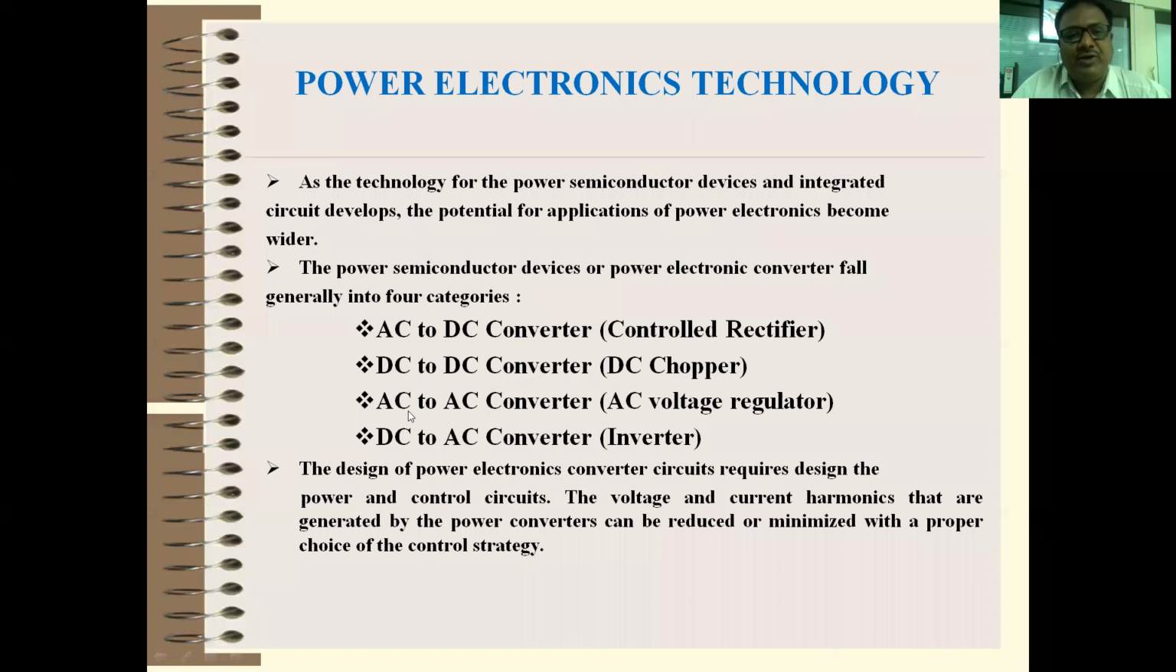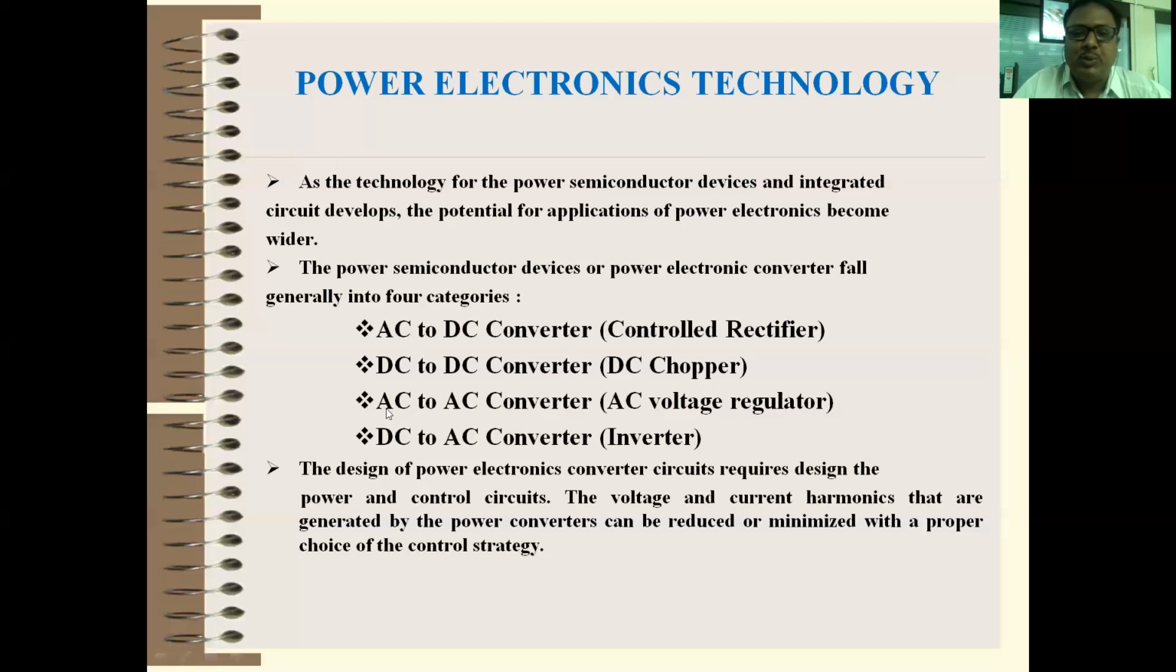That is, fridge stabilizer or TV stabilizer are examples of AC to AC converters. A fan regulator? Okay, a fan regulator basically is not an AC to AC converter. A fan regulator is just used to control the speed of the fan, nothing else. The name is given as regulator, fan regulator, but it is not basically an AC to AC converter.